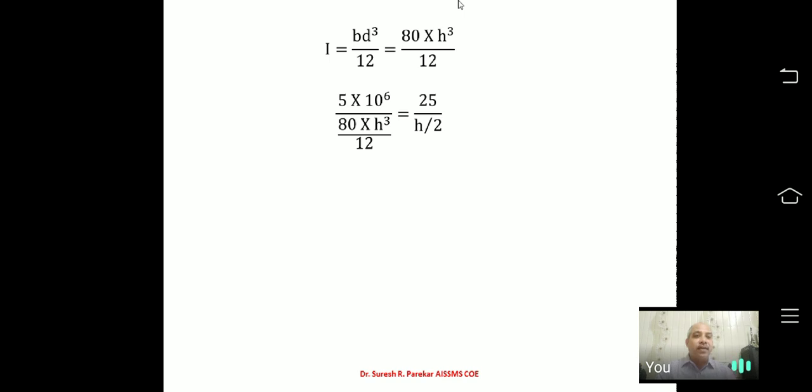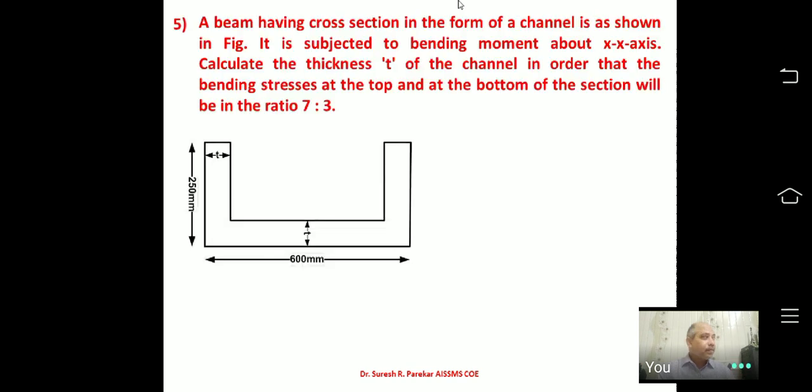Sigma we have 25, and y we have h by 2, because we have a rectangular section again. And when you solve this for h, I will get the value of h as 122.47 millimeter, that is approximately 123 millimeters. So this is the value of h, that is the depth of the cross section. So this is the fourth one. And then we have the last problem.